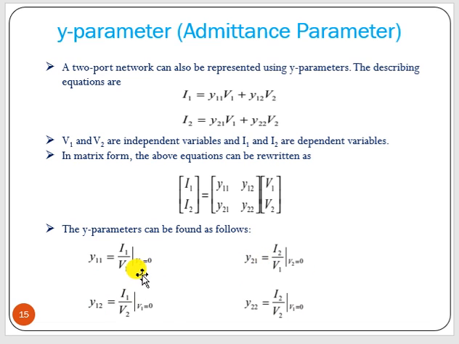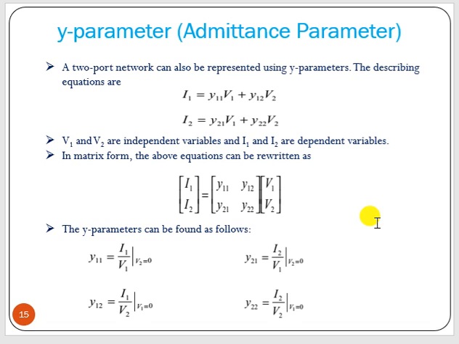And you can see here what we are doing. We are doing V1 equal to 0 or V2 equal to 0. That means we are short circuiting the input and output port. That is why it is also called short circuit parameter or admittance parameter. And Z parameter is open circuit, because there we open circuit the input and output ports. Here we are doing short circuiting.